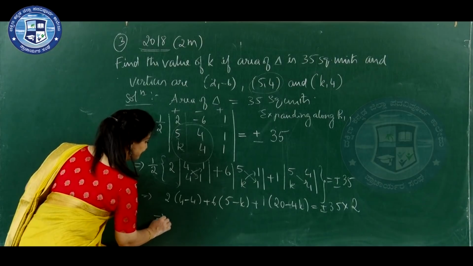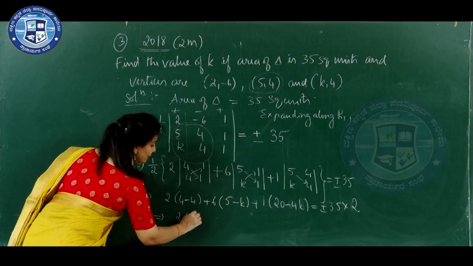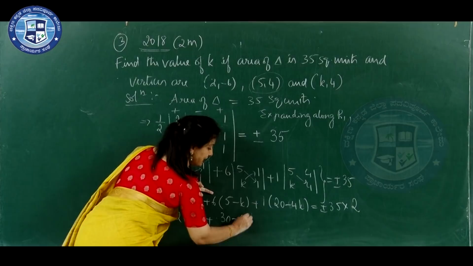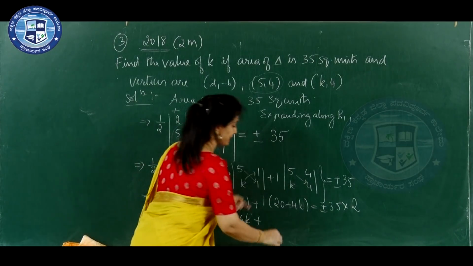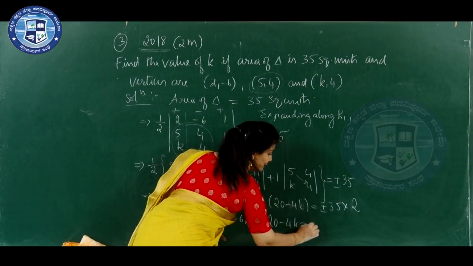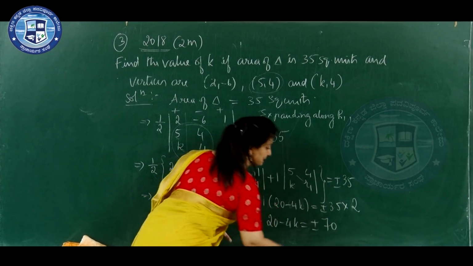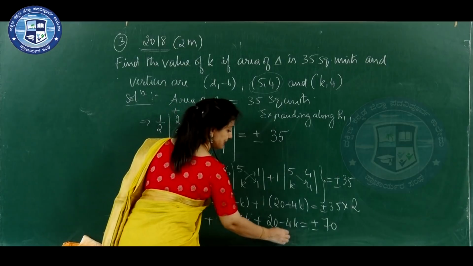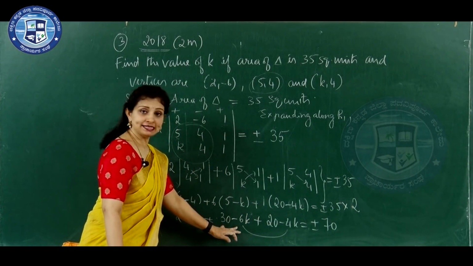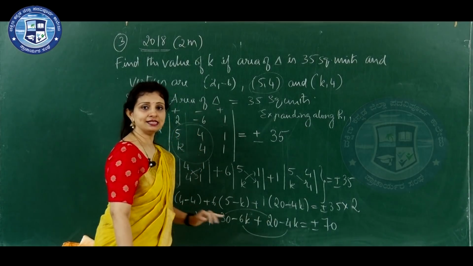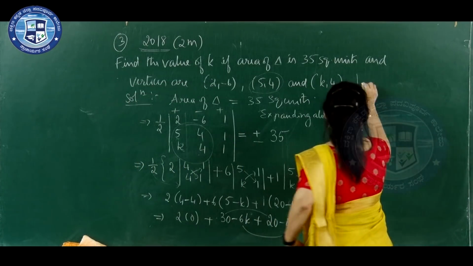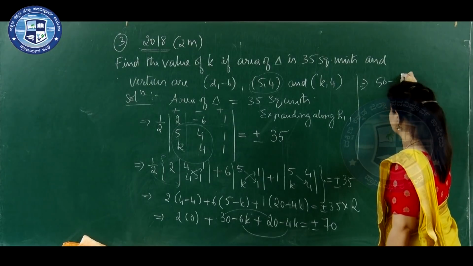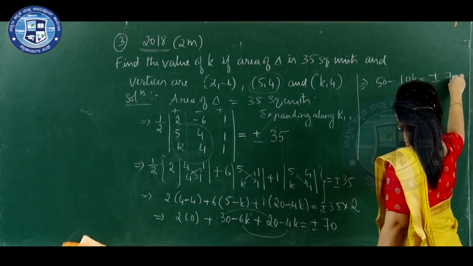Now, what exactly is this? It is equal to 2 into 0, 0, plus 6 into 5 minus k, expand this, 6 5s are 30 minus 6k, plus 1 into 20 minus 4k, is equal to plus or minus 35 into 2 is 70, plus or minus 70. So, we need to get the value of k. Group this: minus 6k plus 4 minus 4k is minus 10k. 30 plus 20 is equal to 50. So, here we get the equation as 50 minus 10k is equal to plus or minus 70.